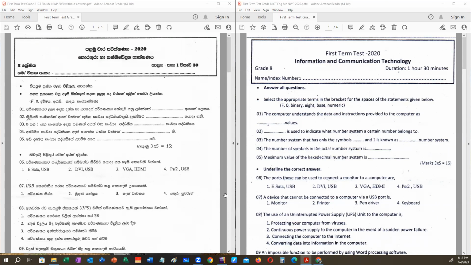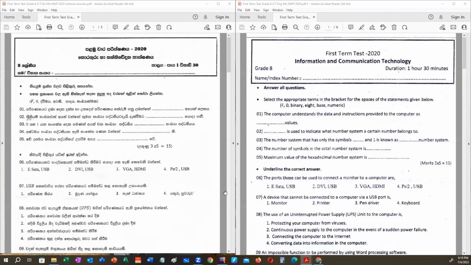The first one is: select the appropriate terms in the bracket for the spaces of the statements given below. The words given are: 0, binary, 8, base, numeric. You have been given the words within brackets.